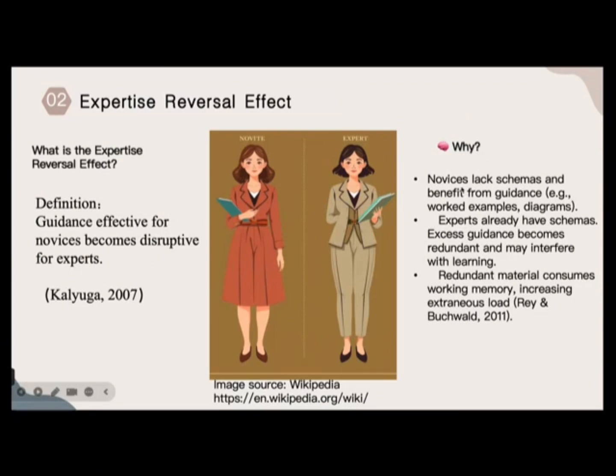Novices lack schemas, so they need explicit guidance such as worked examples and diagrams, while experts already have schemas. So too much guidance becomes redundant and occupies valuable working memory, lowering learning efficiency. So this shows that instruction must be adapted to the learner's level.